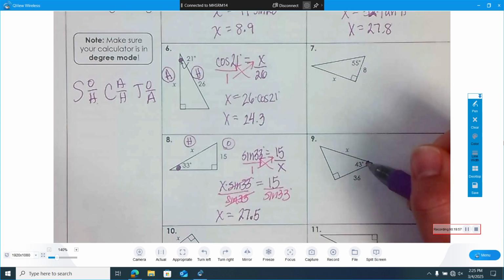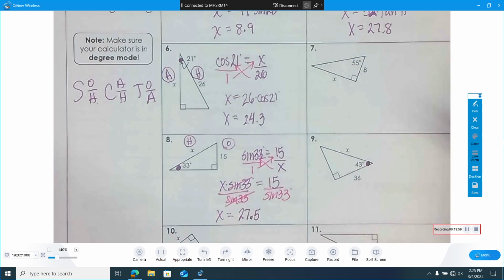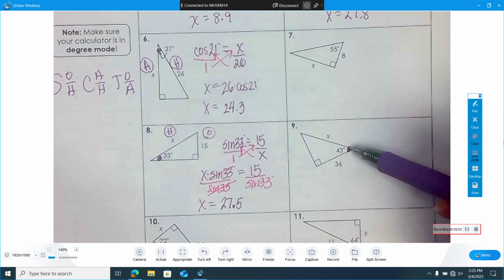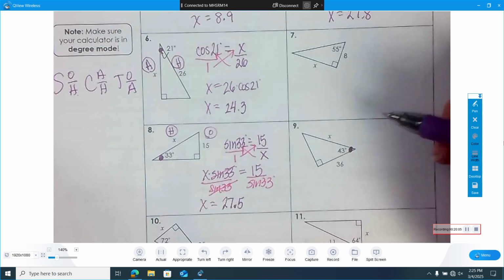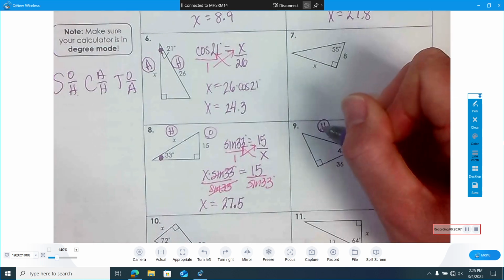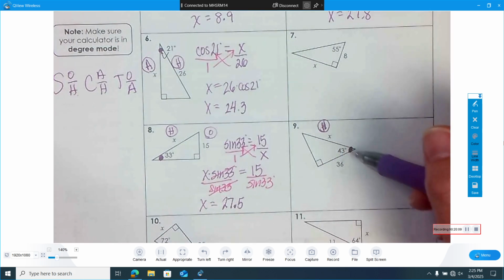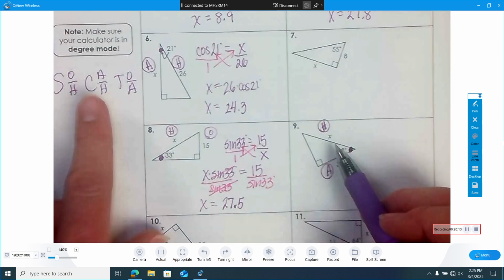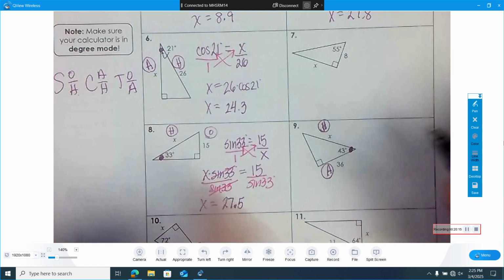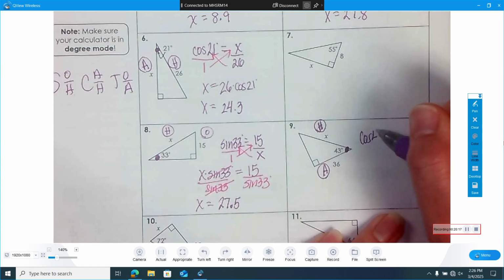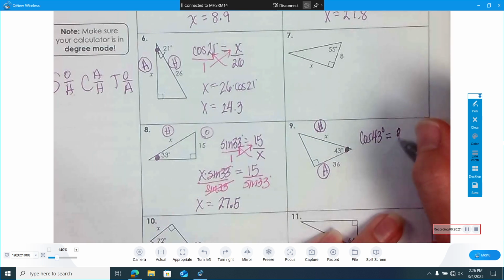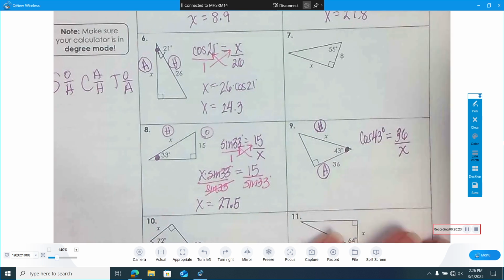All right, last one here. We have an angle of 43 degrees. Which sides do we have? You have the hypotenuse and the leg. Hypotenuse and which leg? Adjacent. So cosine. Yeah, adjacent and hypotenuse, we're going to use our cosine function. So cosine of 43 degrees equals adjacent over hypotenuse. So 36 over x.